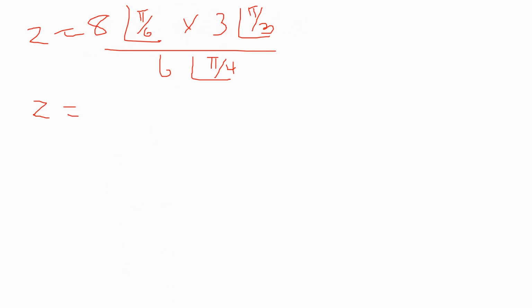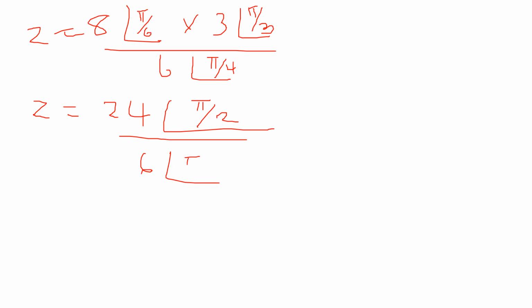So it's going to be 8 multiplied by 3, which is going to be 24. And now you must add the angles. So it's going to be pi over 6 plus pi over 3, which gives us pi over 2. And then the bottom will remain as 6 at pi over 4.